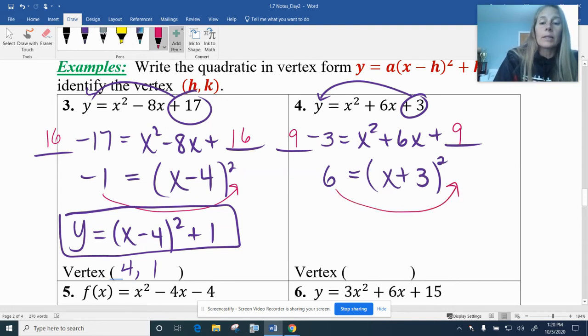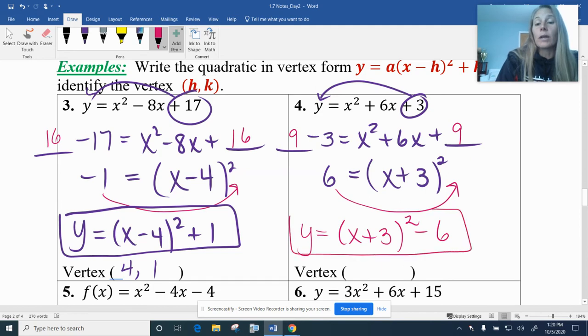Finally, I got to move my 6 back over to the other side to get it into vertex form, which is x plus 3 squared, and it'll be minus 6. Just make sure you do that sign change when you bring it back to the other side. And my vertex is negative 3 and negative 6.